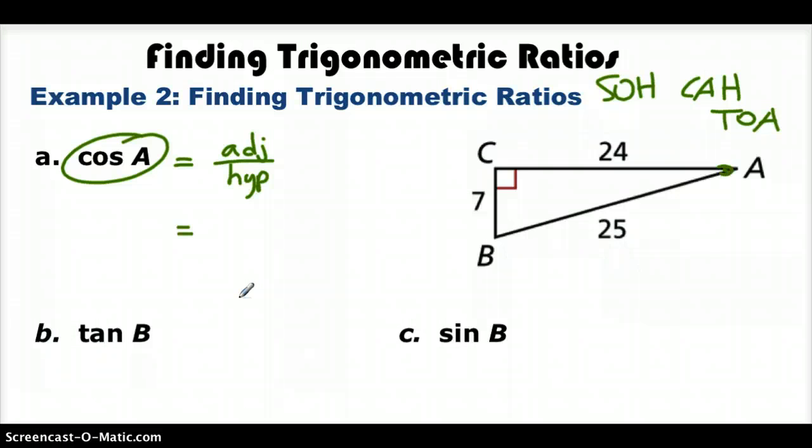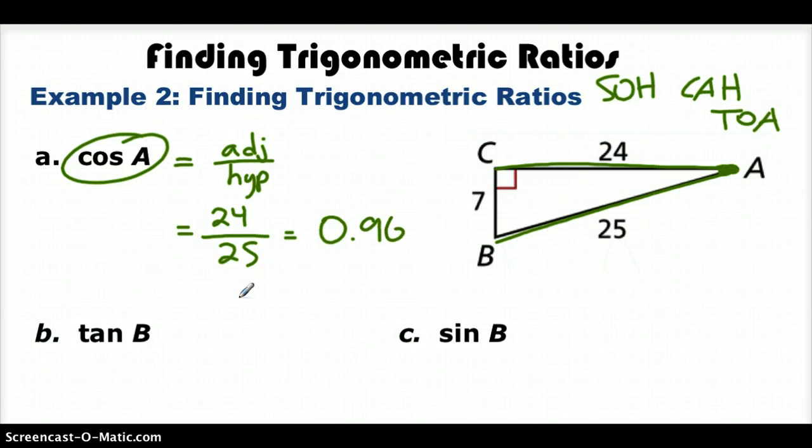Okay, and so the adjacent over the hypotenuse here, in this case, we're looking at angle A, so the adjacent leg to A is this one right here. So that's 24. So that's 24 over the hypotenuse here, which is the one that connects the legs, so that's 25. So 24 over 25 gives us 0.96. Okay, so again, simple enough. I think the practice is definitely going to help us here.